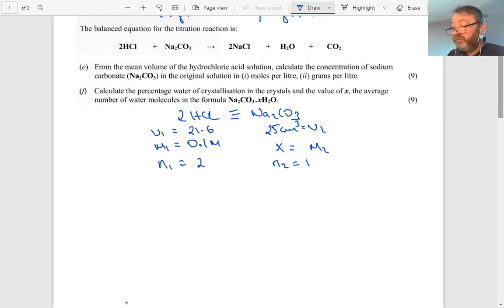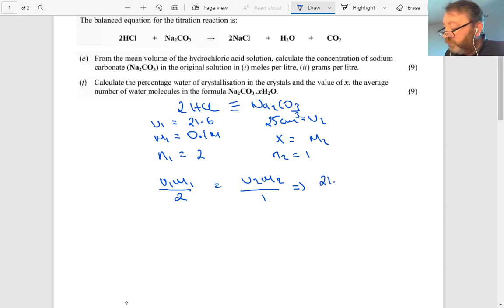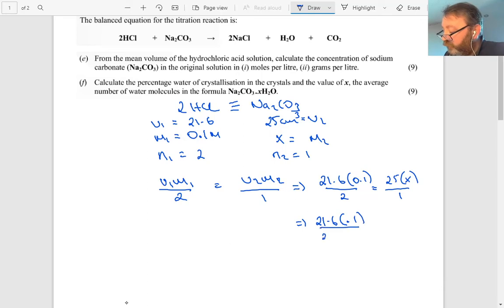So what that does is it sets me up nicely with my V1M1. So V1M1 over 2 is equal to V2M2 over 1. And all I've got to do then is fill in the values. So 21.6 times 0.1 over 2 is equal to 25 times x over 1. And I told you what to do to get x on its own. Bring the 25 down here. So that's going to give you 21.6 times 0.1 all over 2 times 25, and that's equal to x.